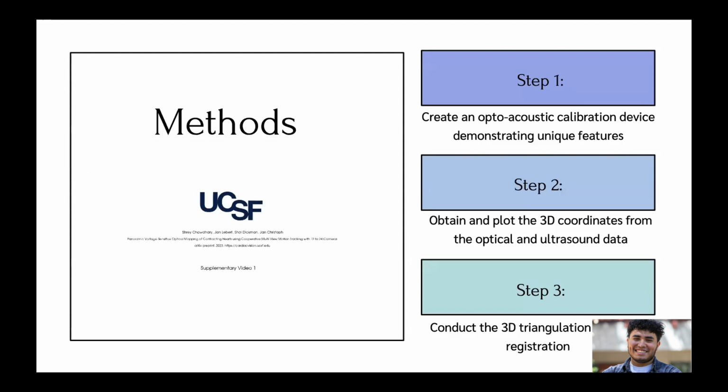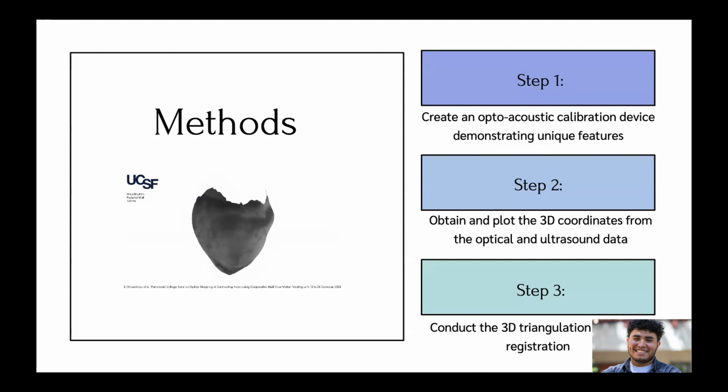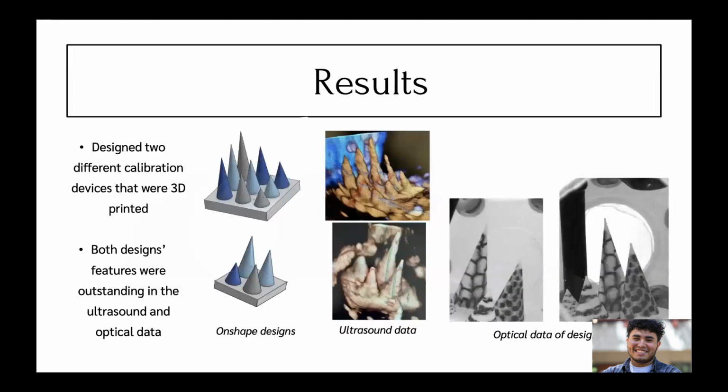So again, just restating some of my methods. First is to create the calibration device that will demonstrate unique features for our code and our algorithms to track and follow. Second, we obtain and plot 3D coordinates from the optical and the ultrasound data, and ultimately conduct the 3D triangulation and the cross-registration.